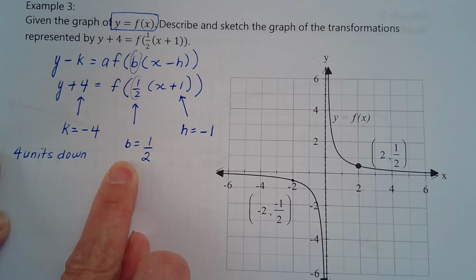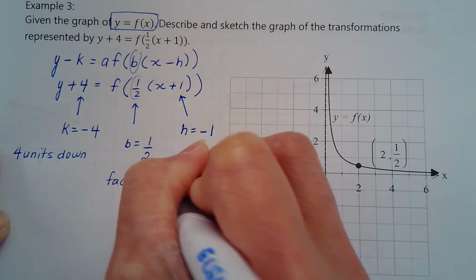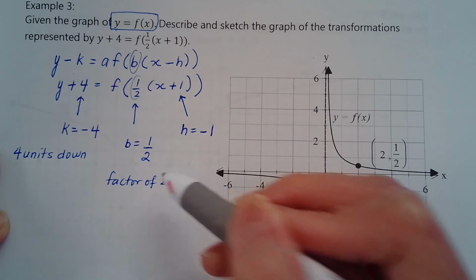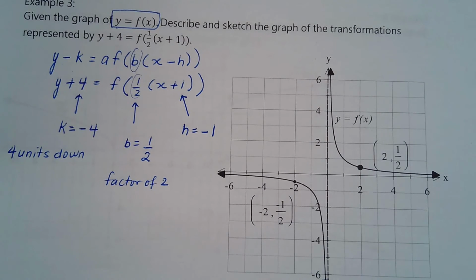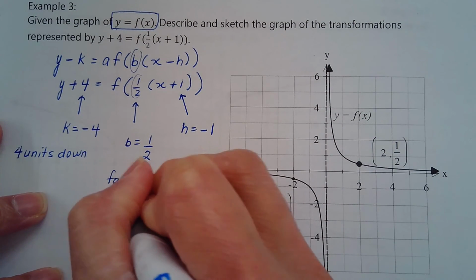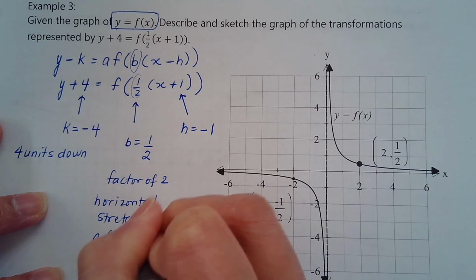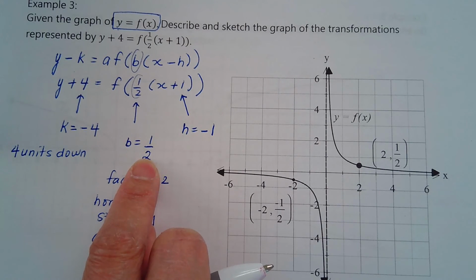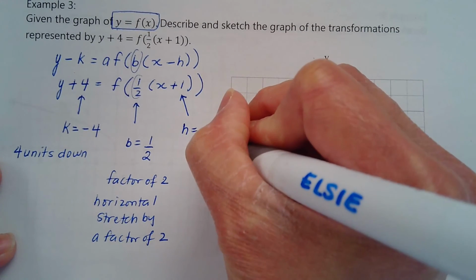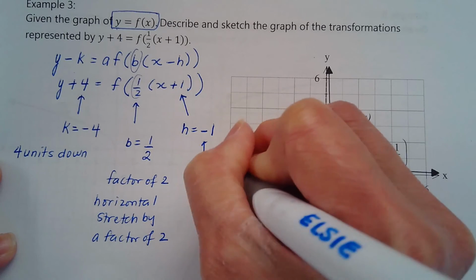What does b equals a half tell us? A factor of 2. If something is being multiplied by 2, does it get bigger or smaller? It's going to get bigger. So this is going to be a horizontal stretch by a factor of 2, right? b is a half, so the factor is 1 over b, so 1 over 1/2, which is 2. And then last but not least, what does this tell us? 1 unit to the left.